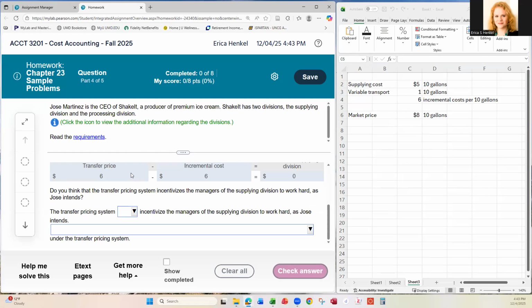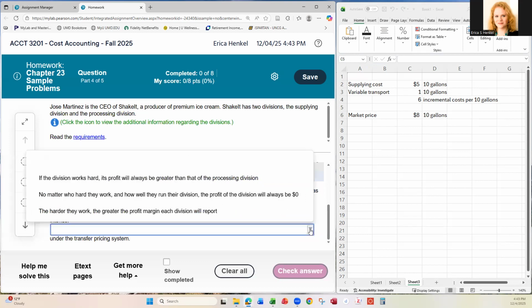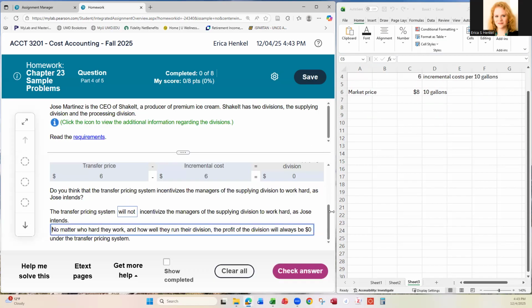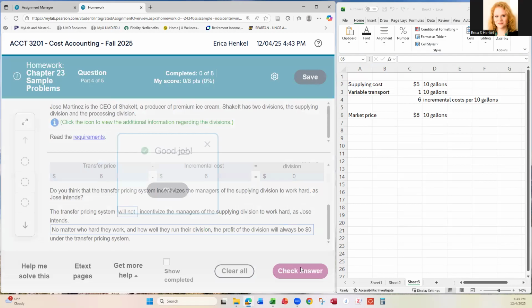Now, this system will not incentivize the managers of the supplying division to work hard because no matter what the cost is, they will not have a profit, because it's just being transferred at cost. No matter how hard they work, no matter how well they run their division, the profit will always be 0 under this system.